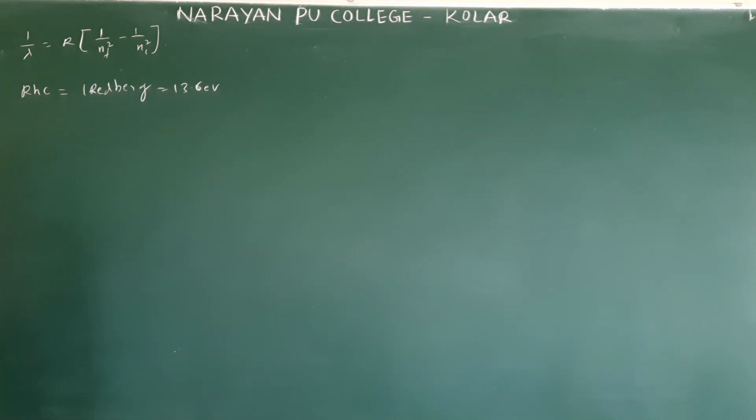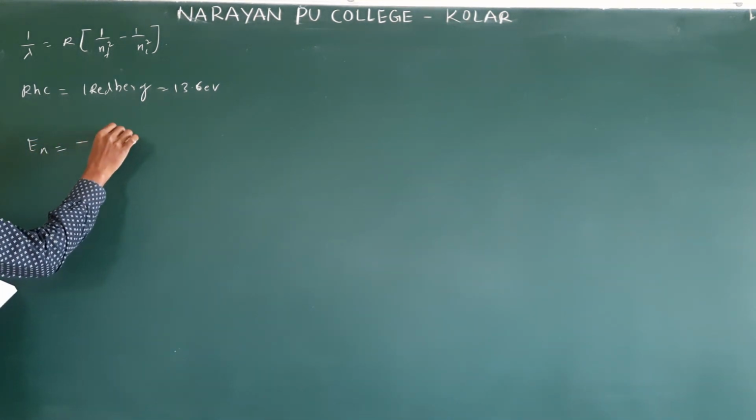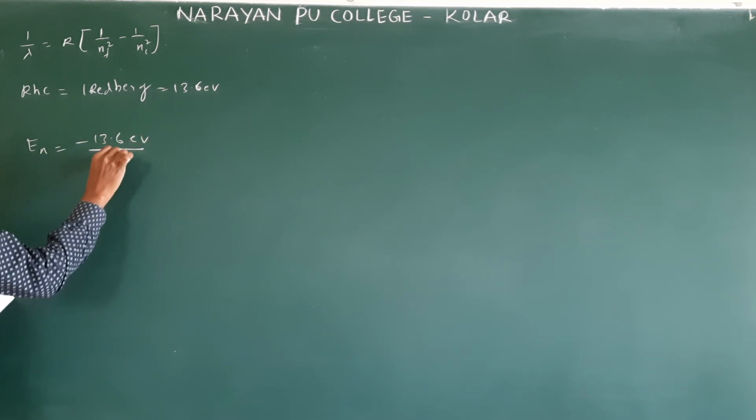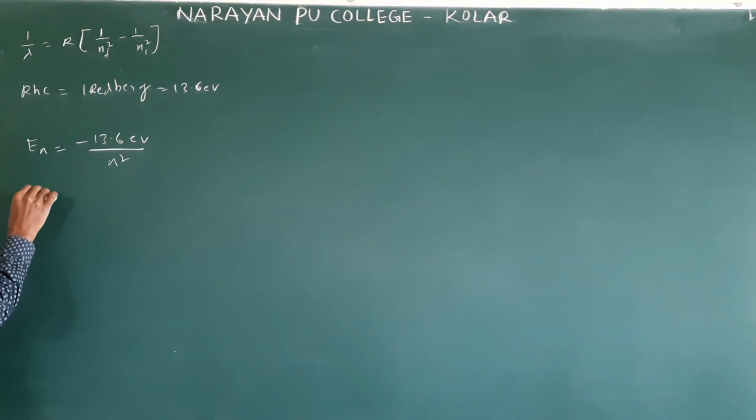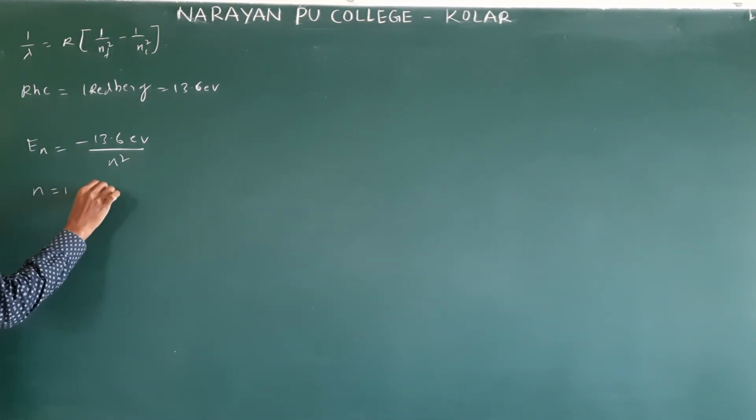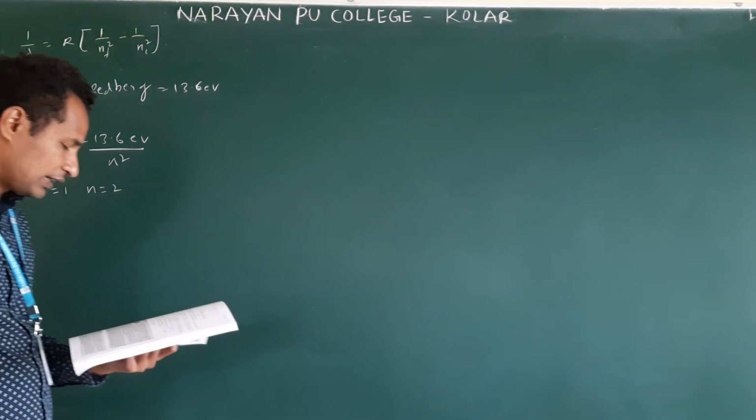For hydrogen. Okay. Next, energy levels diagram. Already we have seen energy. How do we get it? What did we see? En is equal to minus 13.6 eV by n square. In this expression we substituted n value 1, 2, 3, 4, 5. We got the energy equation.